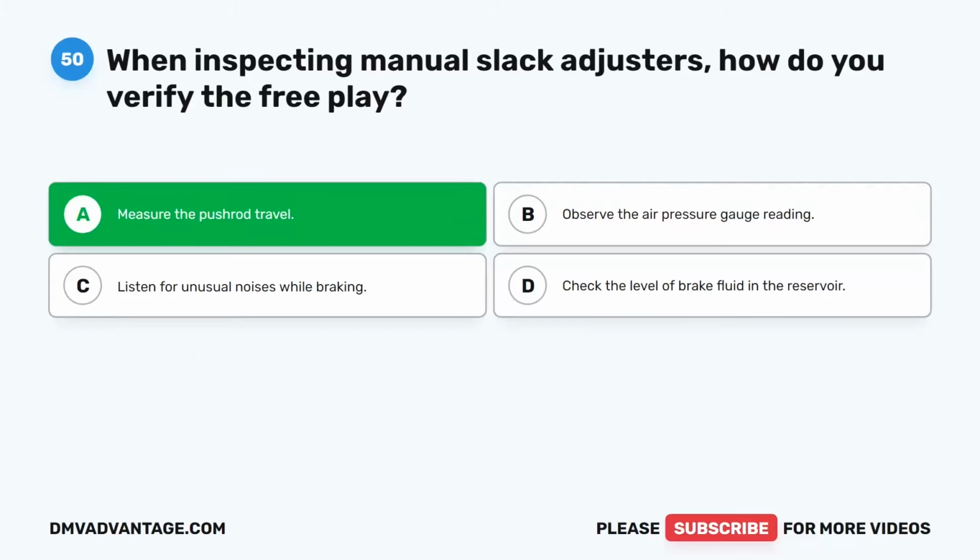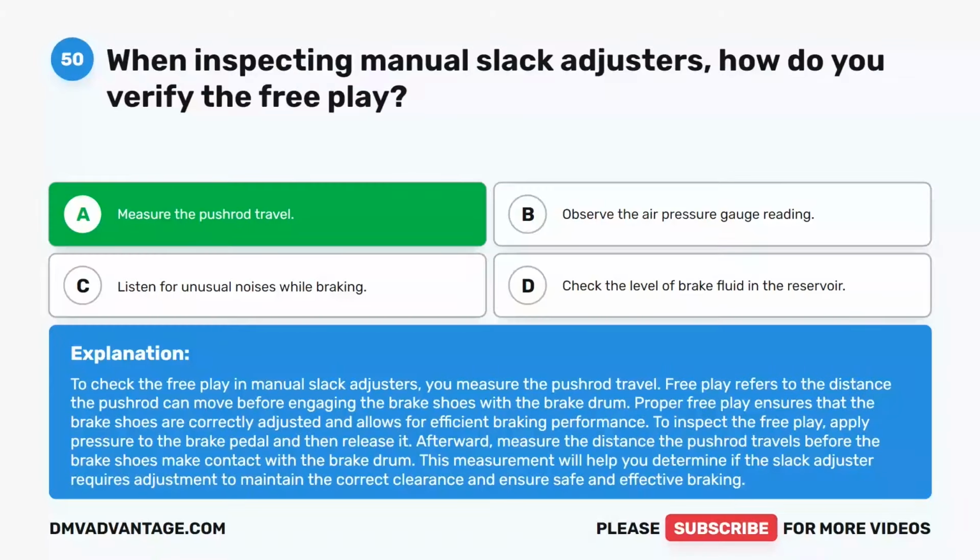Measure the pushrod travel. To check the free play in manual slack adjusters, you measure the pushrod travel. Free play refers to the distance the pushrod can move before engaging the brake shoes with the brake drum. Proper free play ensures that the brake shoes are correctly adjusted and allows for efficient braking performance. To inspect the free play, apply pressure to the brake pedal and then release it. Afterward, measure the distance the pushrod travels before the brake shoes make contact with the brake drum. This measurement will help you determine if the slack adjuster requires adjustment to maintain the correct clearance and ensure safe and effective braking.